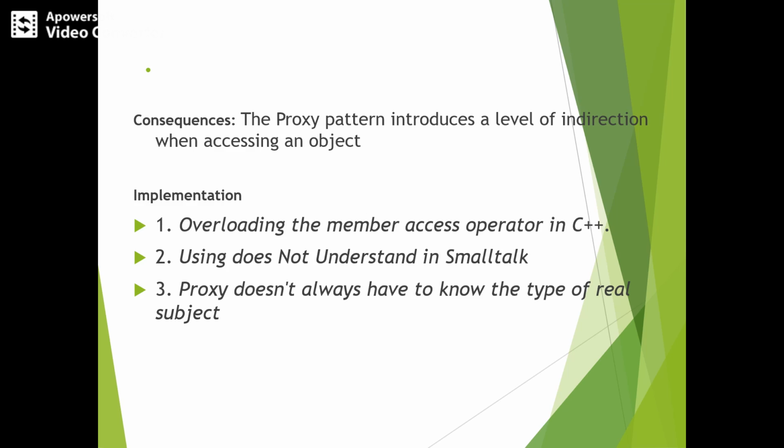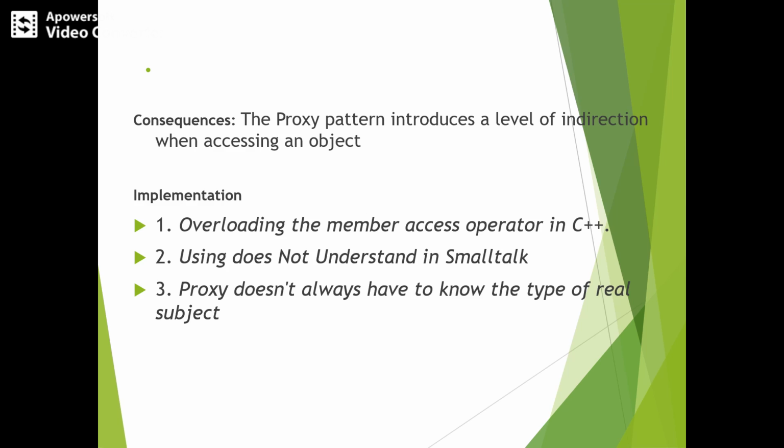Similarly, the second point: using doesNotUnderstand in Smalltalk. Smalltalk is one of the object-oriented languages. Here Smalltalk provides a hook that you can use to support automatic forwarding of requests whenever the client asks for that. Smalltalk calls doesNotUnderstand. This is the Smalltalk language statement.